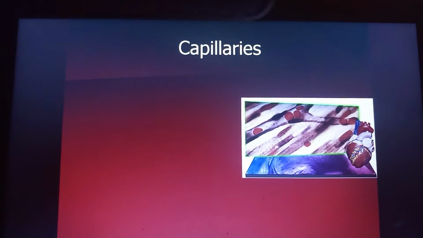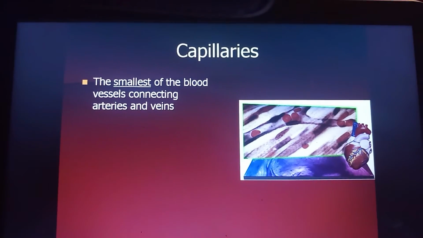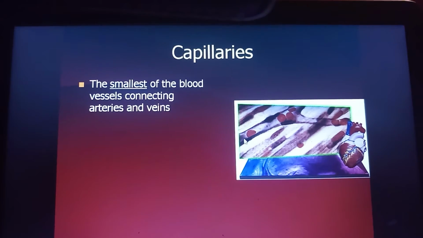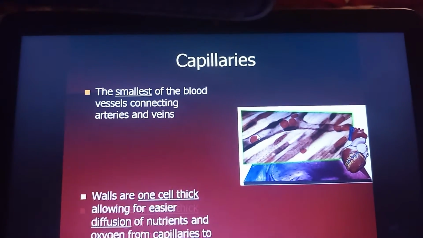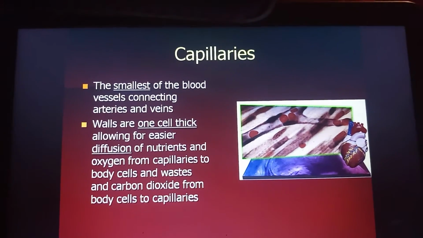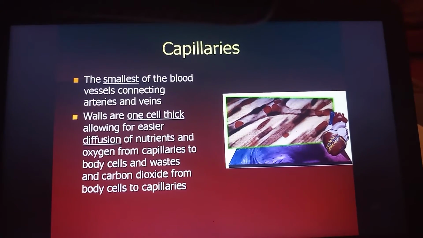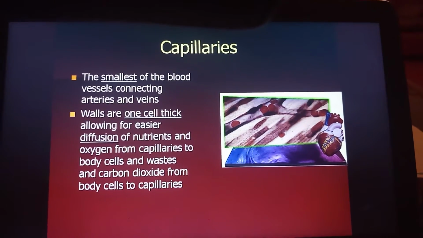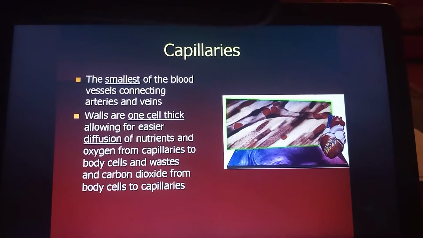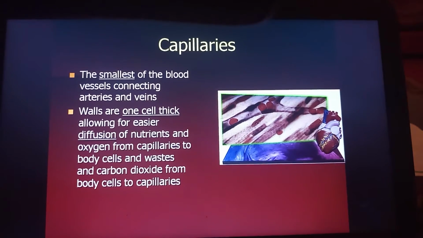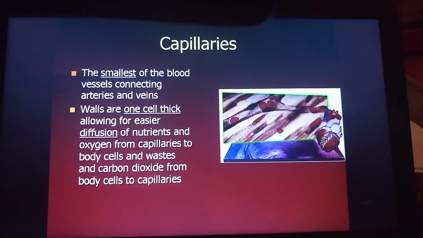This is the diagram showing the capillaries where just you can see here one erythrocyte can pass, one RBC. These are the smallest of the blood vessels connecting arteries and veins. Walls are 1 cell thick, allowing for easier diffusion of nutrients and oxygen from capillaries to the body cells and waste and carbon dioxide from body cells to capillaries.